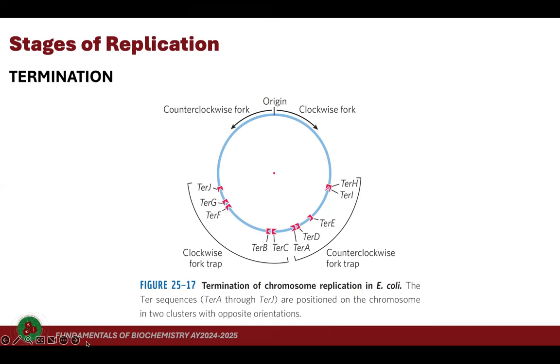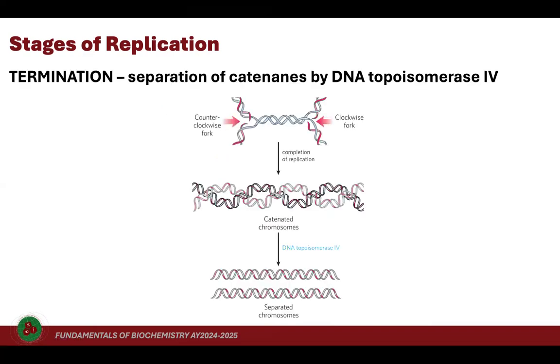Now, if your replication forks stop, what happens? Let's say both replication forks stop. Of course, you still have the termination sequence itself, which is not yet replicated. So a different set of enzymes will complete the replication. There should still be DNA polymerase, but I guess it's a different DNA polymerase. It's no longer DNA polymerase 3 that will perform this function. So it completes the replication.